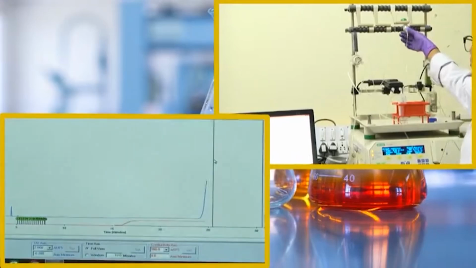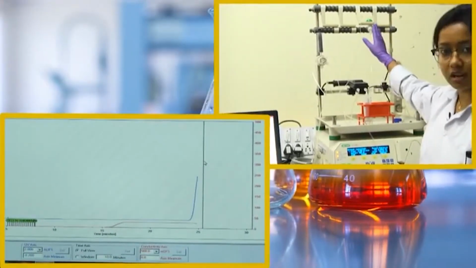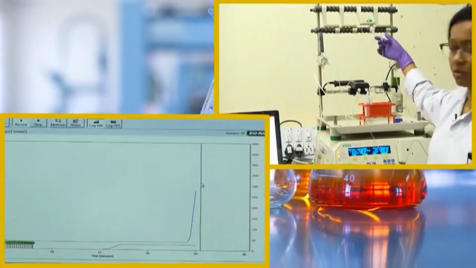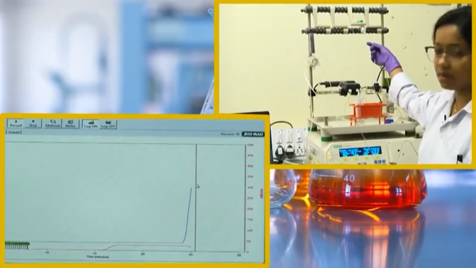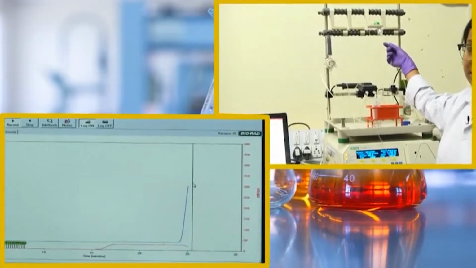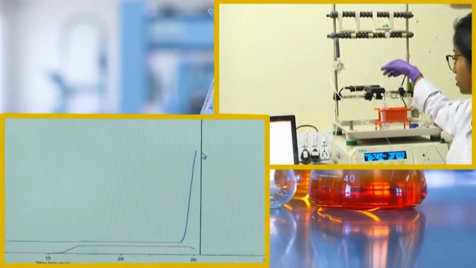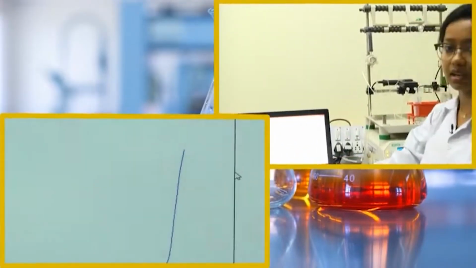Whatever is coming out from the column is not bound to the column, because if it is bound, then it will not come out in the wash buffer, because the wash buffer only has trace HCl, NaCl and 10 millimolar of imidazole. It cannot compete with the 6-histidine tag. So, non-specific binders and other proteins will come out from this column, and it is getting monitored here in the blue line. So, the blue line is going up, which means all the other contaminant proteins present in the solution are coming out.